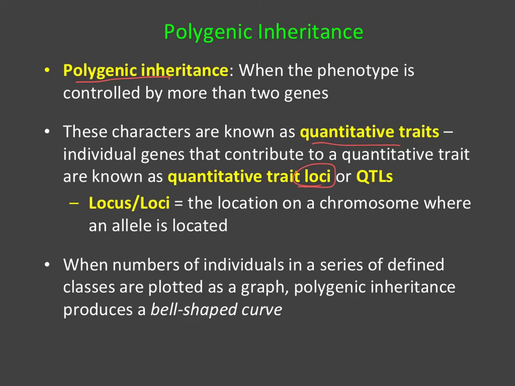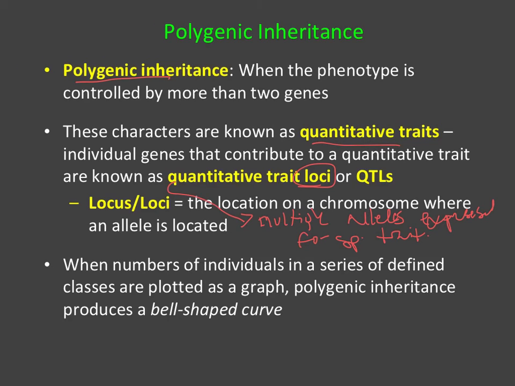So a quantitative trait equals multiple alleles expressed for a specific trait. Okay, so with polygenic inheritance, the traits are quantitative, and it's required that you have multiple genes that are expressed together at the same time to allow for this phenotype.